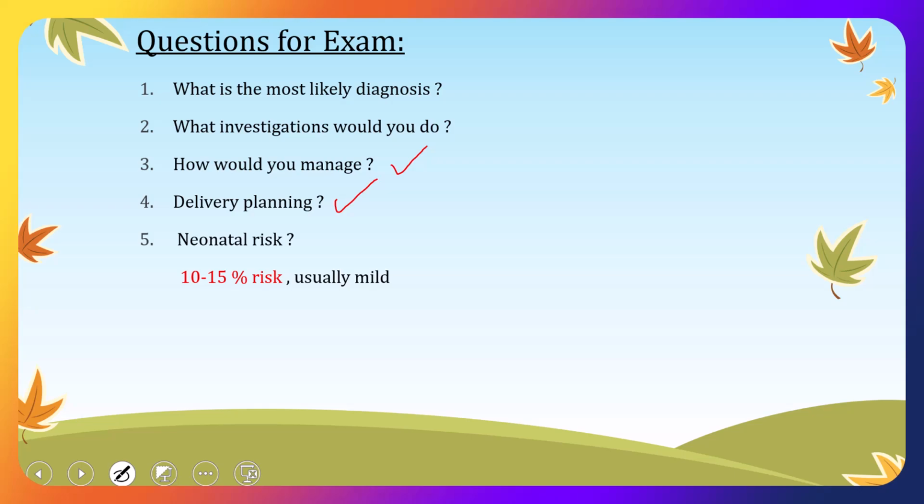Now the last question is, what could be the neonatal risk, which I just mentioned: the neonatal risk is 10 to 15%, and this is usually mild as well if it happens. So I hope that with the help of this clinical scenario, you have a much better grip on this topic of ITP from now onwards.